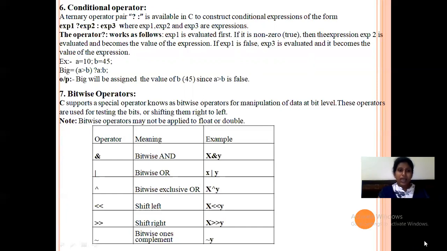Bitwise operators. We have 6 different types of operators: and, or, exclusive or, bitwise ones complement, left shift and right shift operators. Let's look into these bitwise operators. C supports a special operator known as the bitwise operator for manipulation of data at bit level. These operators are used for testing the bits or shifting them right to left, right?